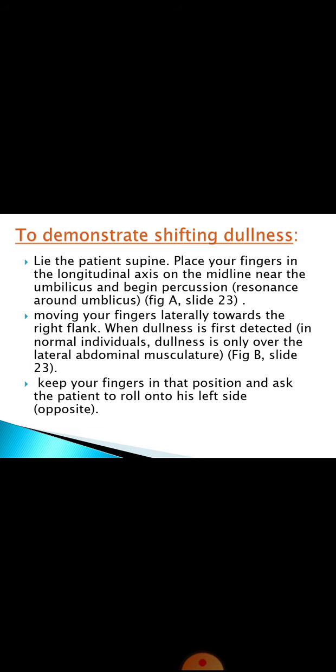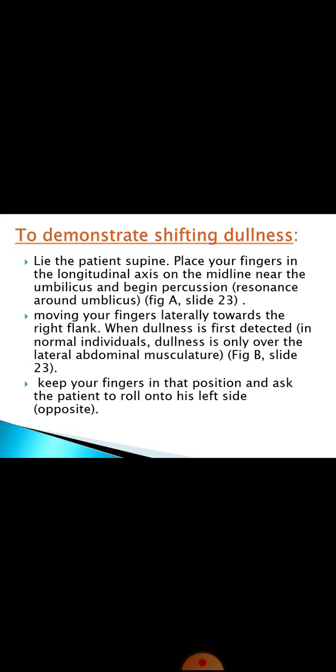How to perform shifting dullness? We first instruct the patient to lie supine. Place your finger in a longitudinal axis on the midline near the umbilicus and begin percussion. Resonance is usually found around the umbilicus. We start moving our finger in a longitudinal position toward the flanks and do percussion.